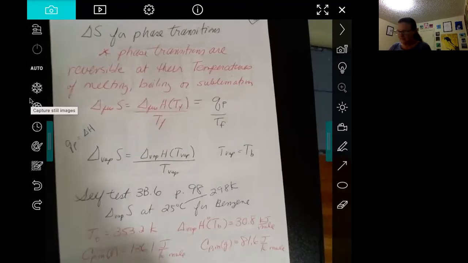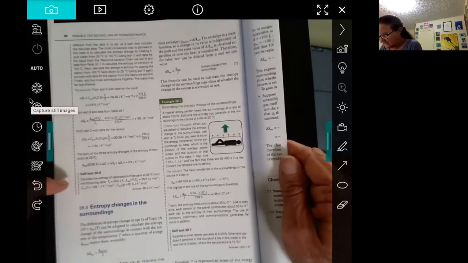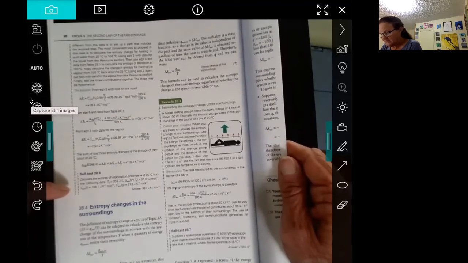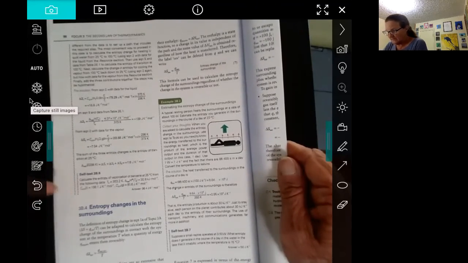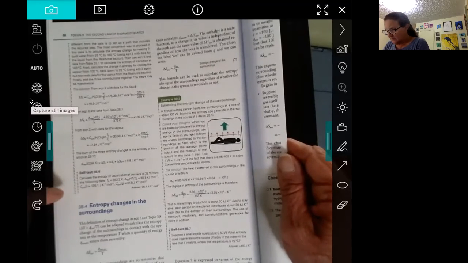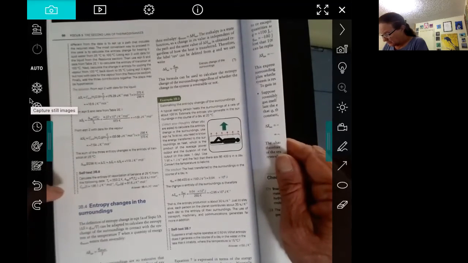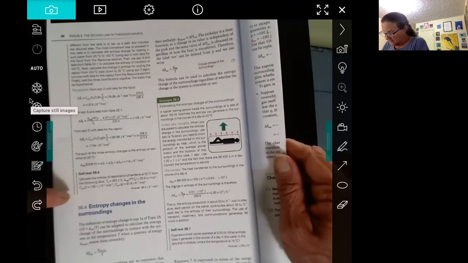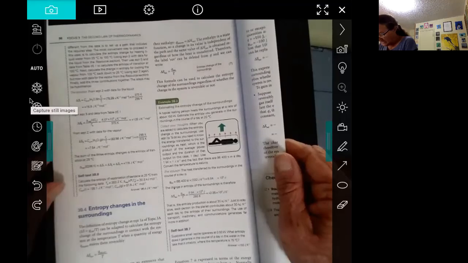So this self-test, number 6. Okay, so those are fairly easy to calculate, but this next one is slightly more challenging. It says calculate the entropy of vaporization of benzene at 25 degrees from the following data. The temperature at which it happens reversibly is 353.2. Delta H evap is 30.8. The heat capacity of the liquid and the heat capacity of the gas are given.